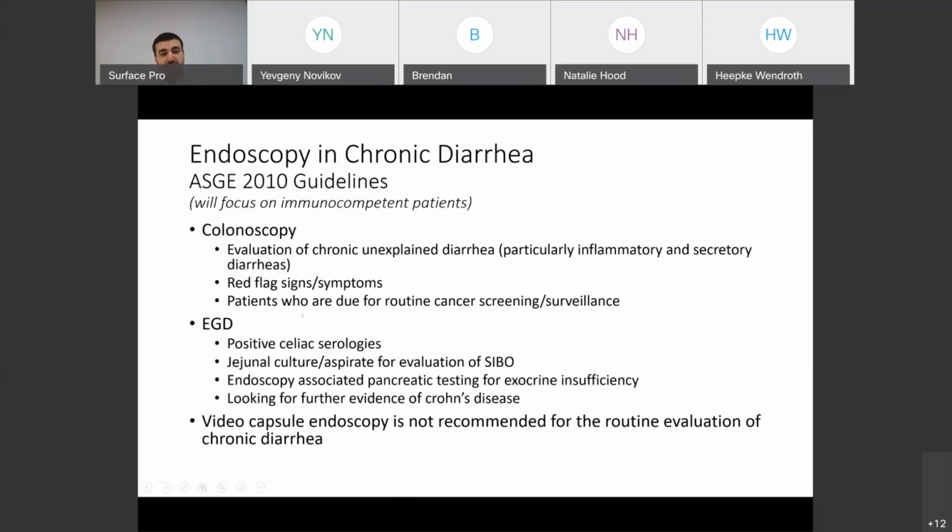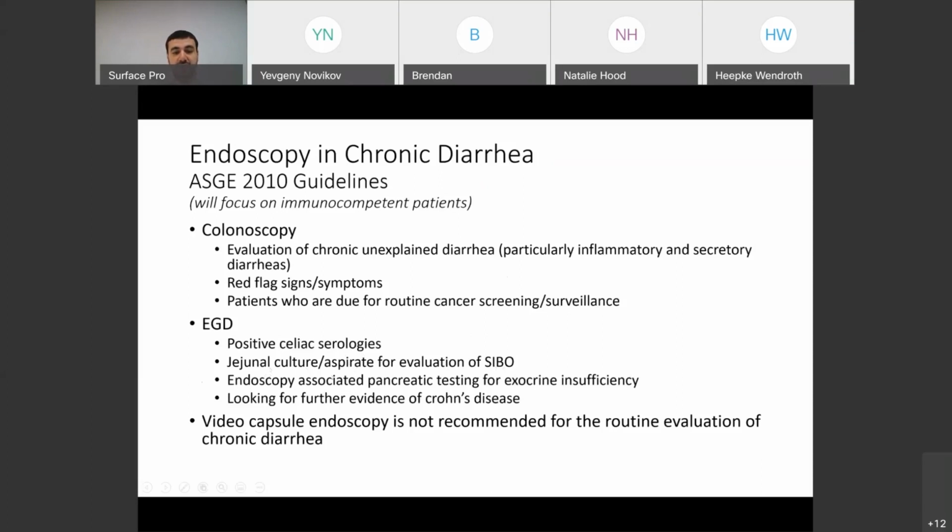EGD has limited functionality in terms of the workup of diarrhea. You're going to do an EGD if you have positive celiac serologies, you've got to get duodenal biopsies to confirm the diagnosis. If you're suspecting SIBO, you can do EGD with jejunal culture and aspirate. This is pretty invasive to do just to diagnose SIBO. So in practice, what we're finding is a lot of people will just try some antibiotics and see if the patient responds, especially if they have risk factors for SIBO.